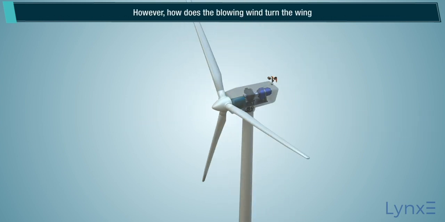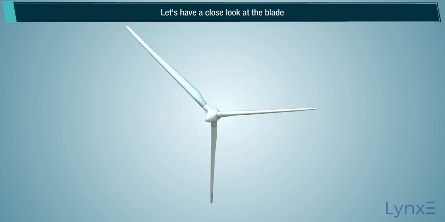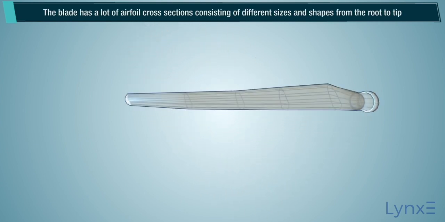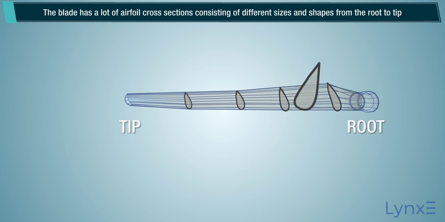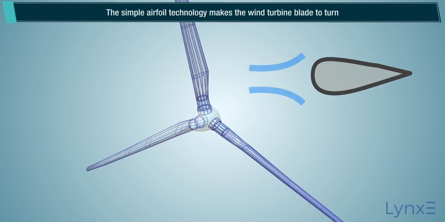However, how does the blowing wind turn the blade? Let's have a close look at the blade. The blade has a lot of airfoil cross-sections of different sizes and shapes from the root to the tip. The simple airfoil technology makes the wind turbine blade turn.